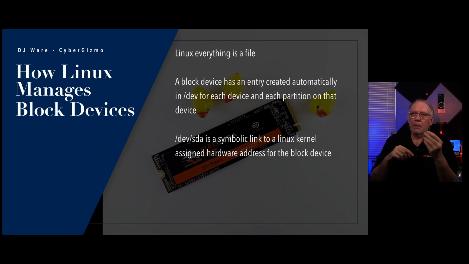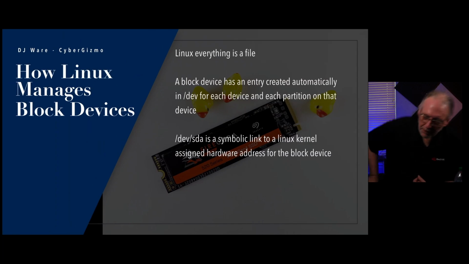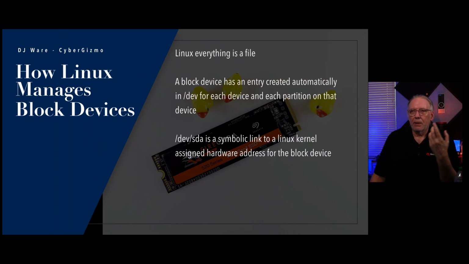So, for example, you might have a drive that's mounted as /dev/sda. That'd be your drive name, sda. Your first partition would be sda1. The second partition on there would be sda2, and so forth.